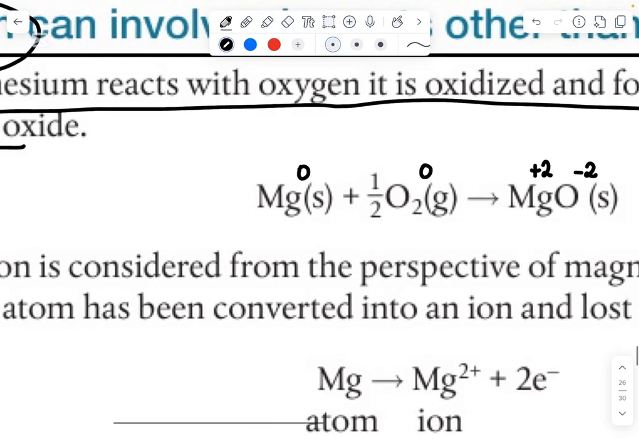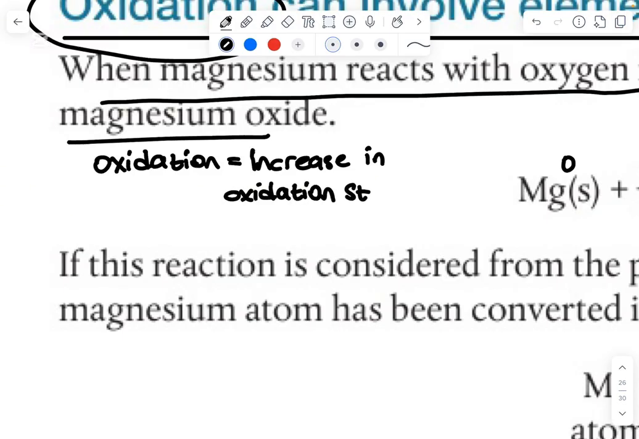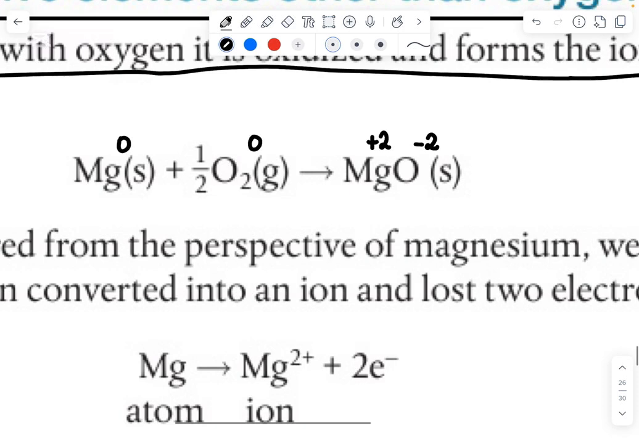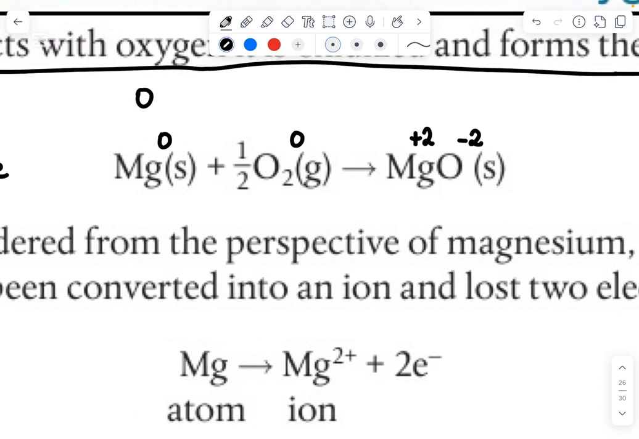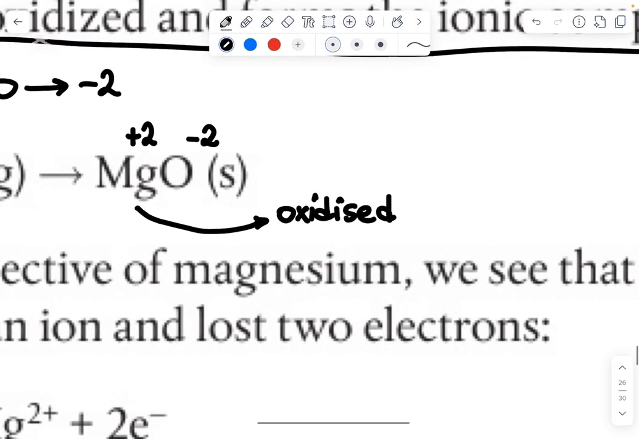So as you can see, oxidation is an increase in oxidation state. Let's see. So, magnesium used to have an oxidation state of 0, but now it has an oxidation state of +2. So we can say that magnesium was oxidized. And oxygen had an oxidation state of 0, and now has an oxidation state of -2, which means it was reduced.